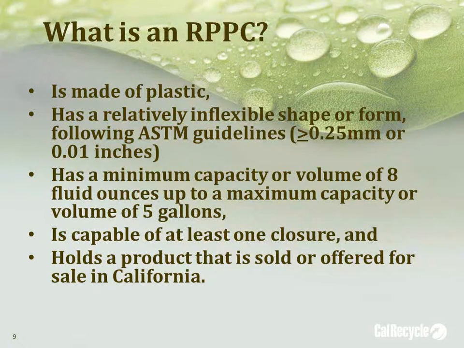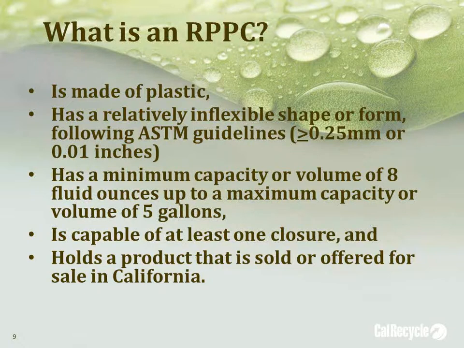Essentially, it is a rigid container when holding a product. It also must be thicker than the ASTM guidelines for film plastic, so the container's thickness must be greater than or equal to 0.25 millimeters, which is 0.01 inches. An RPPC must have a minimum capacity or volume of 8 fluid ounces up to a maximum capacity or volume of 5 gallons. Containers for products which are labeled and sold by weight or item count must be measured for the equivalent volumetric capacity. An RPPC must be capable of at least one closure.